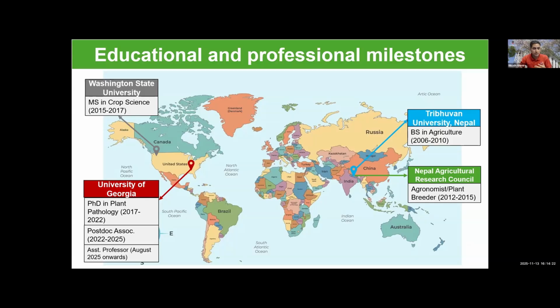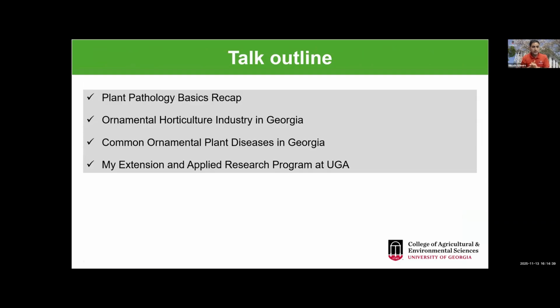And right after that, I was a postdoc for like 3 years. That was back in Griffin campus. And eventually, in August of 2025, this year, I joined as an assistant professor here at UGA, basically replacing Dr. Jean Woodward. So with that, the outline of my talk will be, I'll talk a little bit about the plant pathology basics, ornamental horticulture industry in Georgia, some of the common diseases that we have in ornamental plants, and my extension and applied research program at UGA.